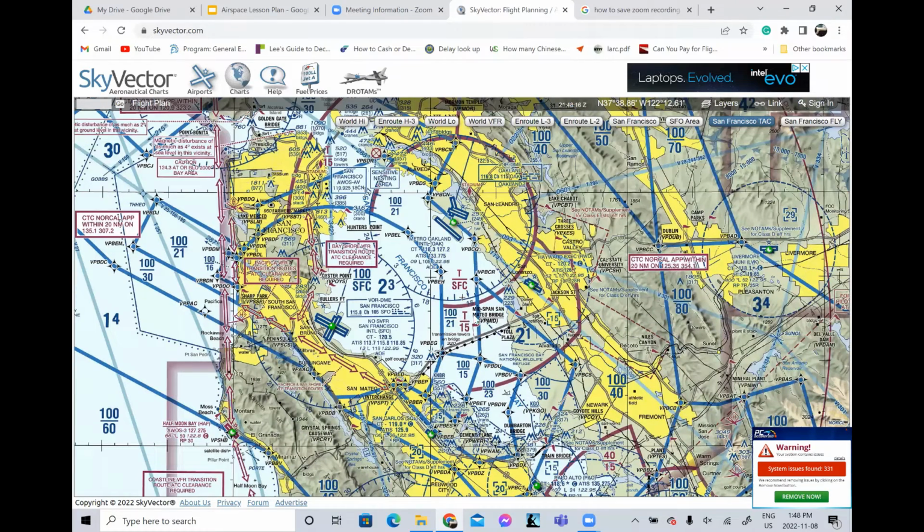So what this T here means is that the class Charlie terminates when the class Bravo starts. So if you're in this small sector over here, it means that this class Charlie starts at 1,500 feet MSL. But since the class Bravo starts at 2,100 feet, the class Charlie terminates at 2,099 feet. If you're over in this sector, the class Bravo starts at 3,000, so class Charlie terminates at 2,999 feet.